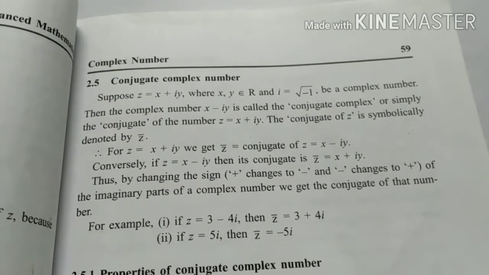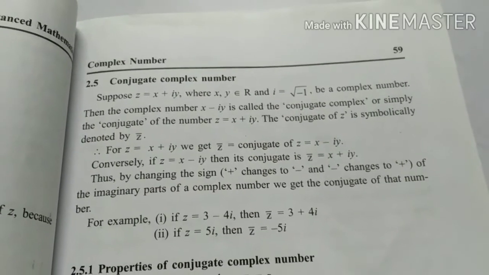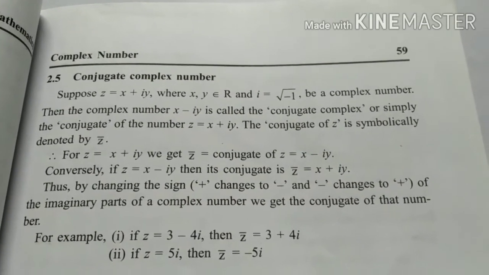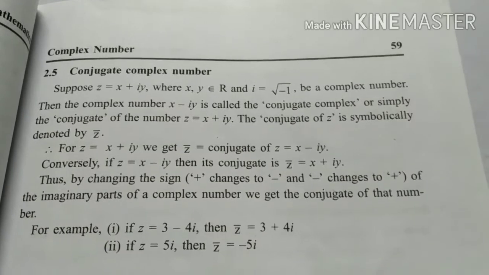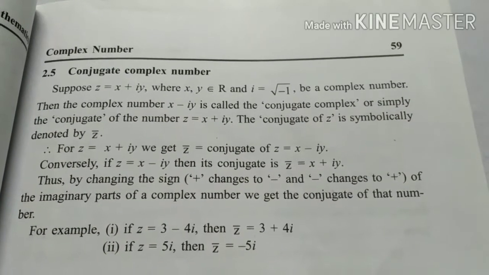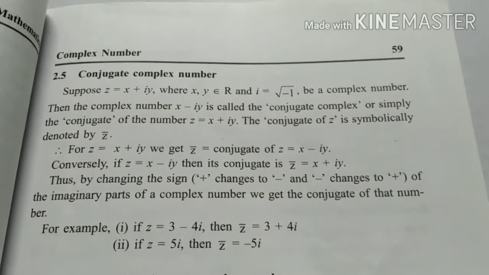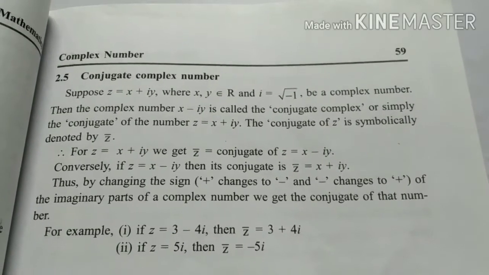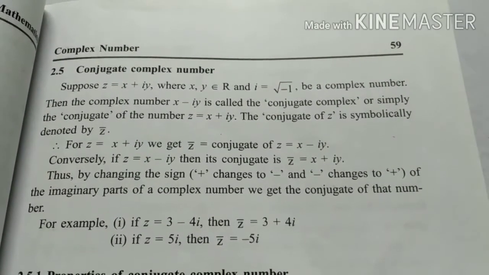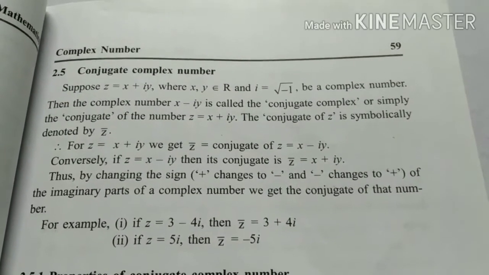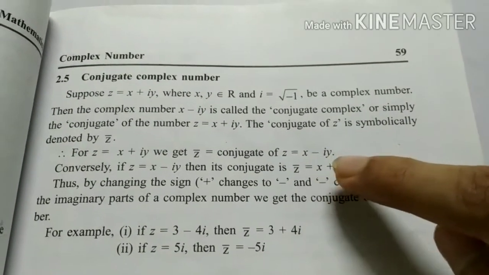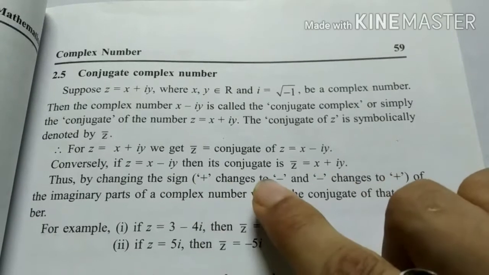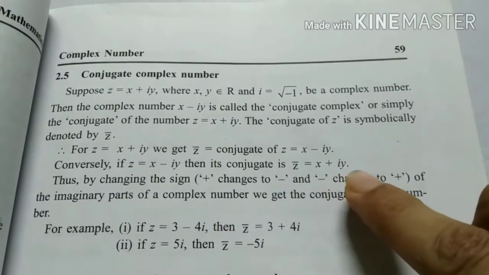Next you see conjugate of a complex number. Suppose z is equal to x plus iy, where x, y belong to R and i is equal to root over minus 1, be a complex number. Then the complex number x minus iy is called the conjugate complex, or simply the conjugate, of the number z equal to x plus iy. The conjugate of z is symbolically denoted by z bar. For z equal to x plus iy, we get z bar is equal to the conjugate of z, and it is equal to x minus iy. Conversely, if z is equal to x minus iy, then its conjugate is z bar equal to x plus iy.